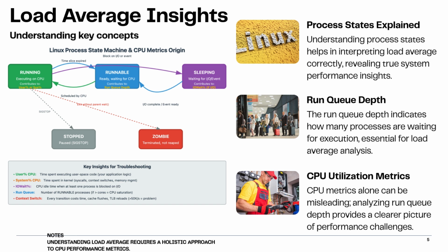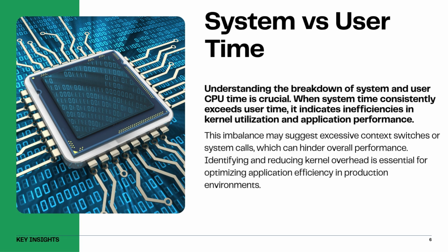System versus user CPU time. Now let's talk about a pattern that I see destroy performance all the time: when system CPU time exceeds user CPU time. When you look at CPU breakdown, you see 2 main categories. User time is your application, executing its code, the actual work you want done. System time is the kernel working on behalf of your application, handling system calls, context switches, memory management, network stack processing. Here's the red flag: when system time consistently exceeds user time. This means your process is spending more time asking the operating system to do things than actually doing its work.